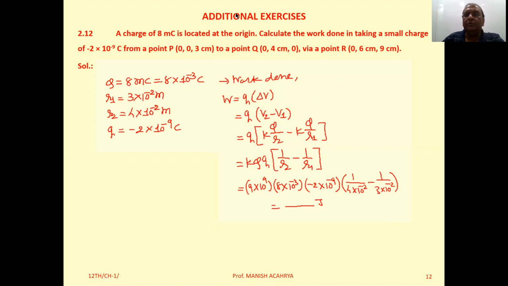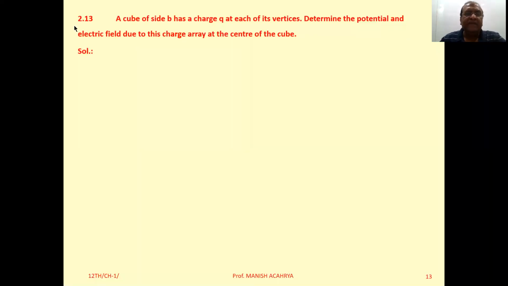Clear to all of you? Example 2.13. A cube of side b has a charge small q at each of its vertices. Determine the potential and electric field due to this charge array at the center of the cube.